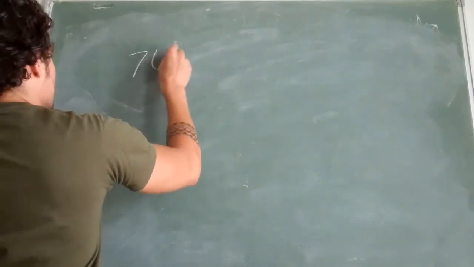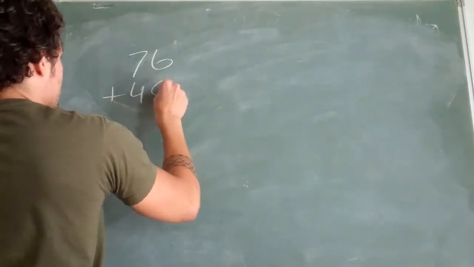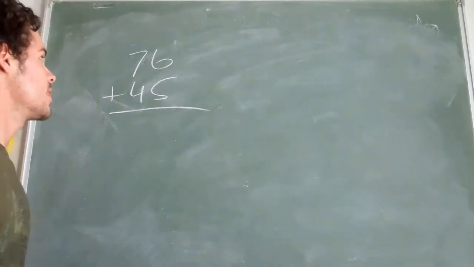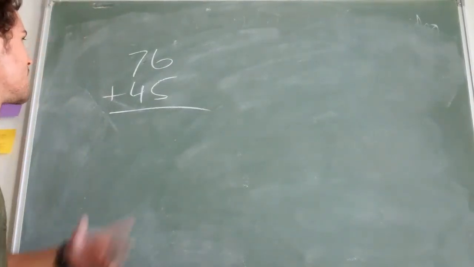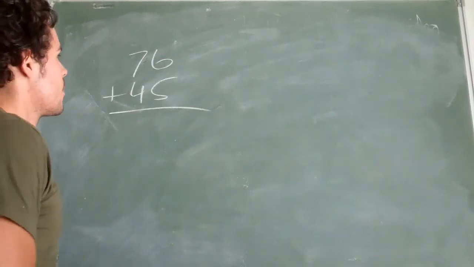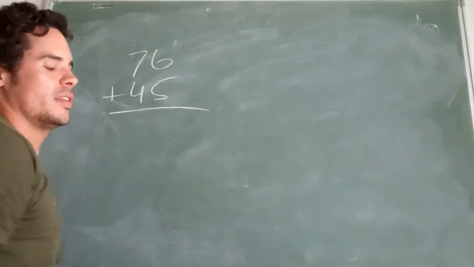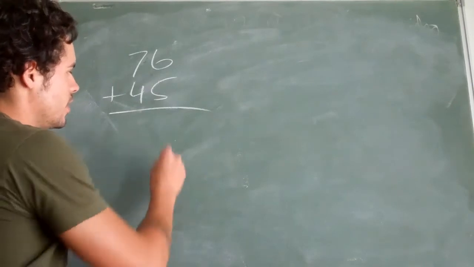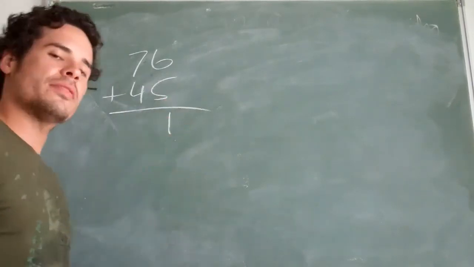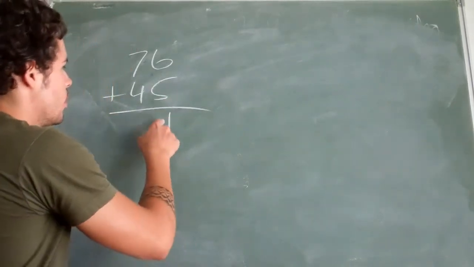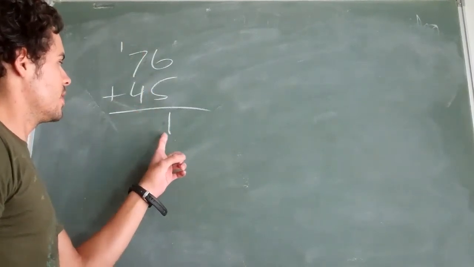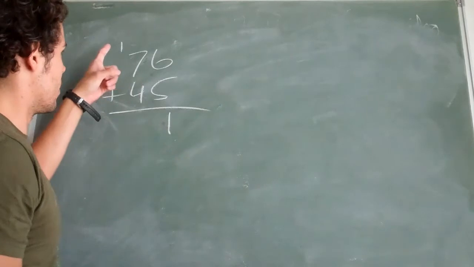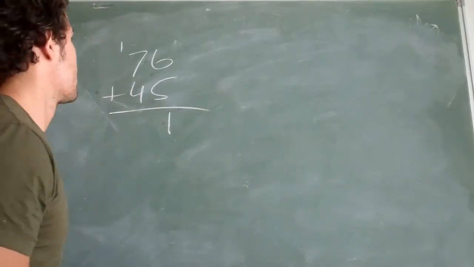Let's look at 76 plus 45. Okay, it's probably been a while since you've seen math, so let's take it nice and simple here. 6 plus 5 is 11, right? So you're going to put the 1 right here. Since it goes over 10, you're going to put a 1 right here and then 1 right there. So 11, so 1, 1.